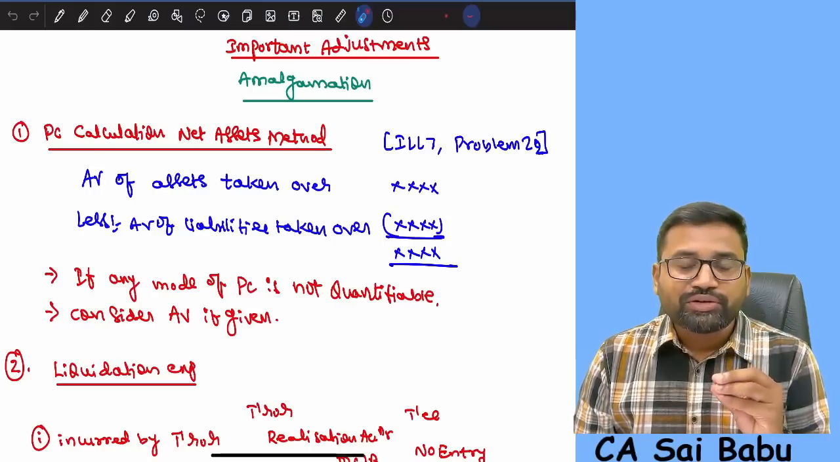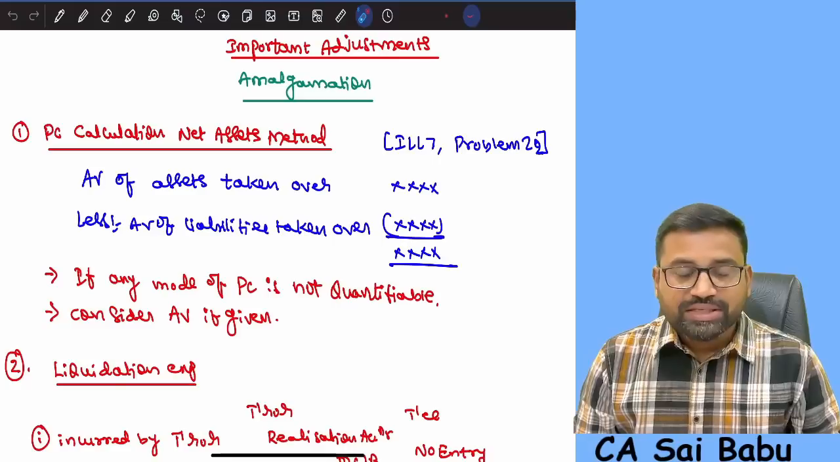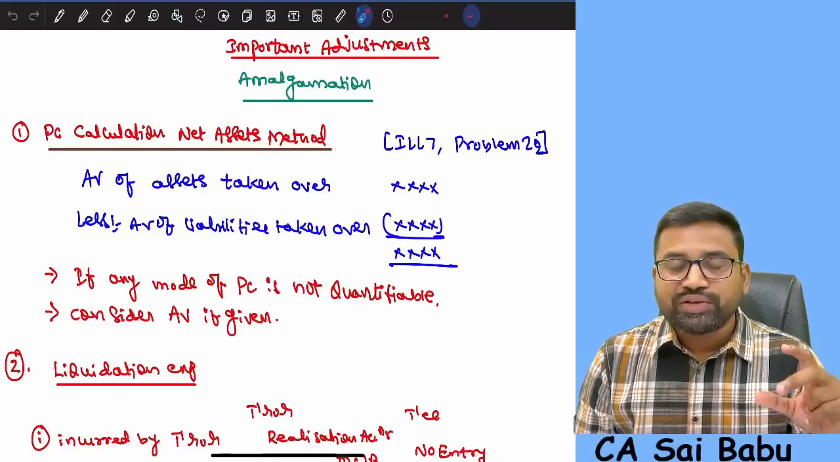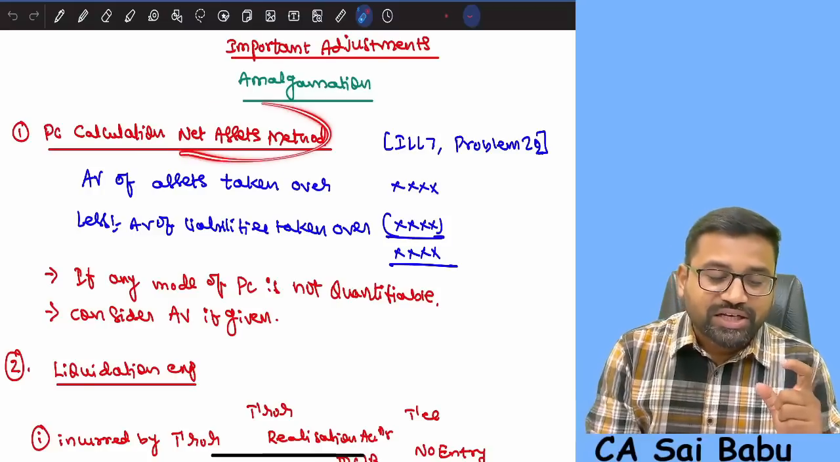Now the most important question is, sir, when do I need to follow the net assets method for calculation of PC? Sir, based on the information given in the question, if you are unable to ascertain any one single mode of PC, then that's an indication that you can follow the net assets method.